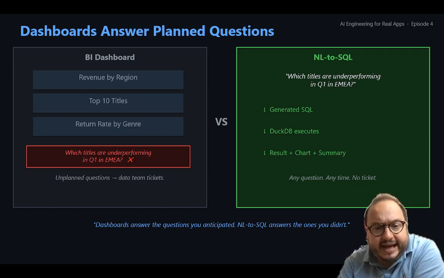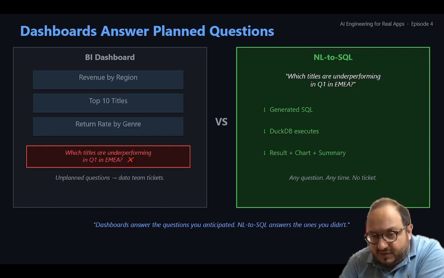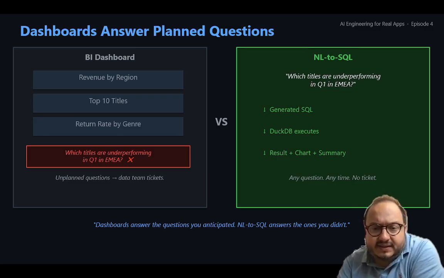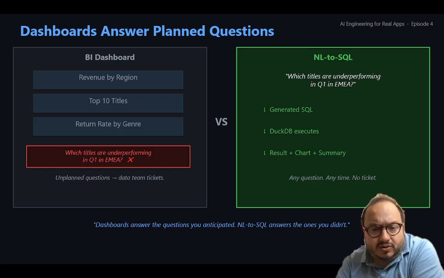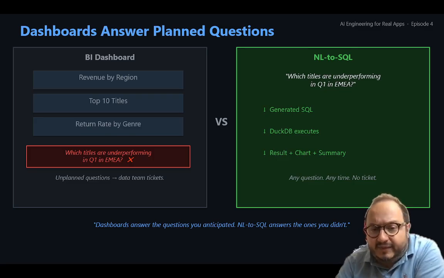NL-to-SQL fills the gap by making the query layer accessible to non-technical users. They type a question, the system generates the SQL, the database runs it, and the user gets a result they can act on. But NL-to-SQL has a reputation problem. Earlier approaches were brittle. The model generated syntactically valid SQL that referenced columns that did not exist, or it joined tables in ways that were logically wrong, or it generated SQL that was correct for a different version of the schema.